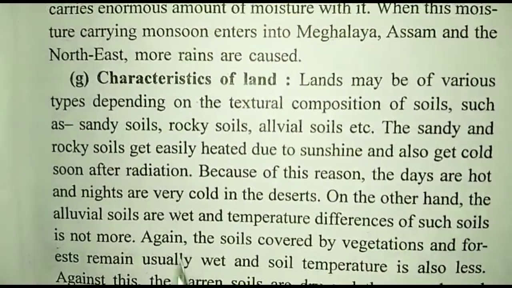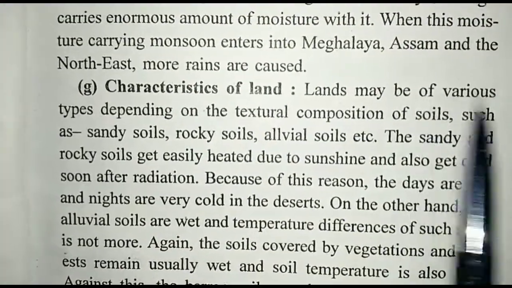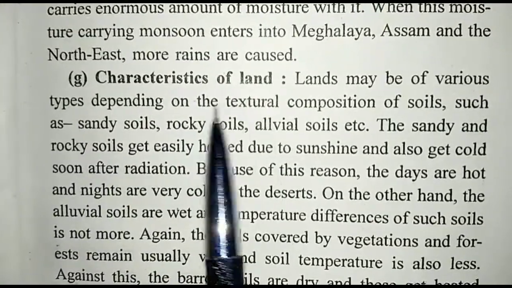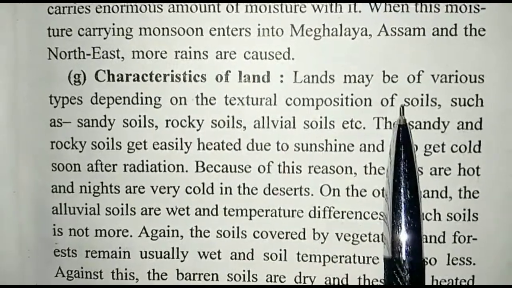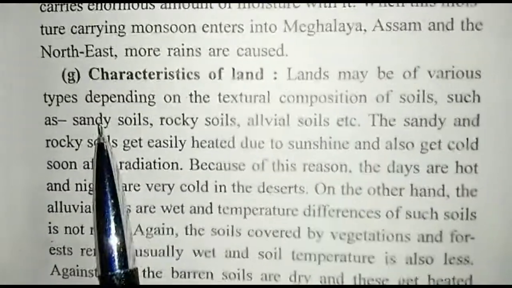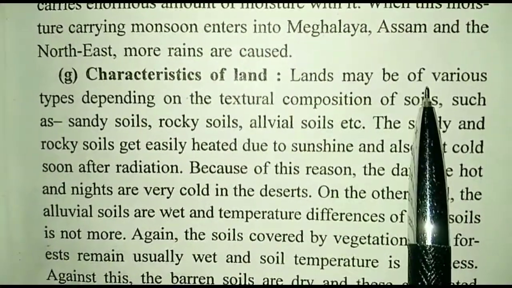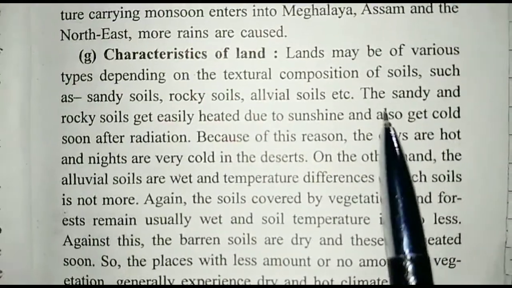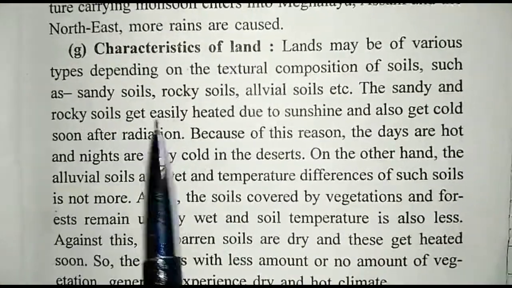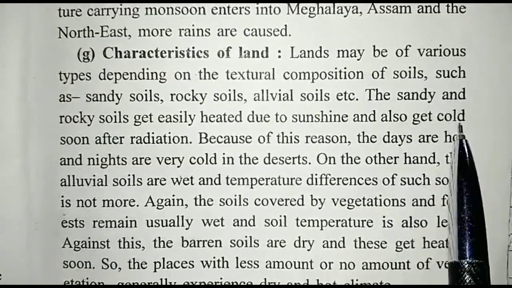The next factor is characteristics of land. Lands may be of various types depending on the textural composition of soil. Means depending on textural composition of soil such as sandy soil, rocky soil, alluvial soil, etc. Lands are of different types. The sandy and rocky soils get easily heated due to sunshine and also get cold soon after radiation.